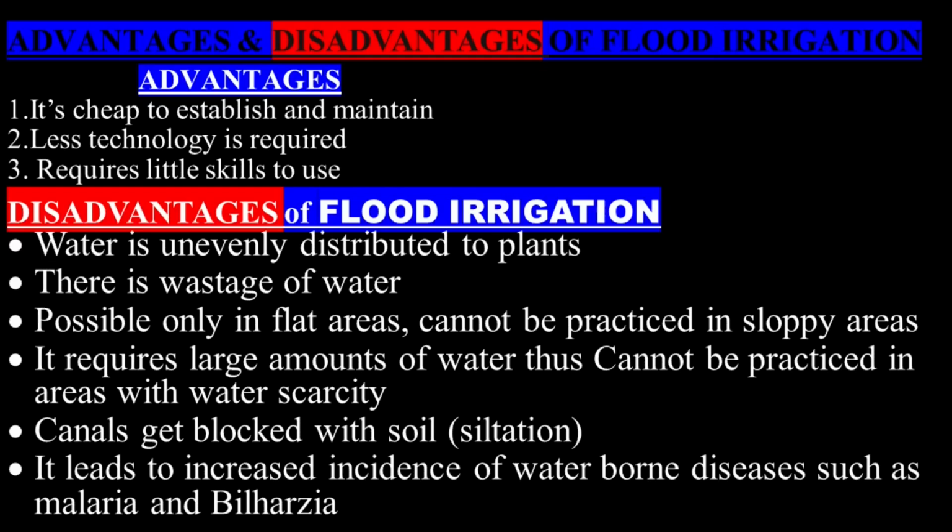Advantages of flood irrigation. It's cheap to establish and maintain. Less technology is required. Requires little skills to use.